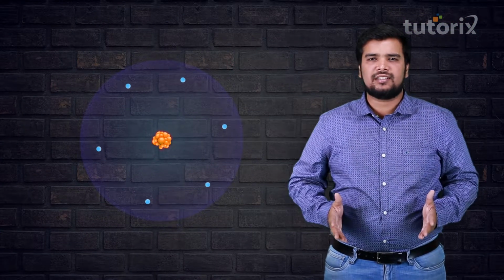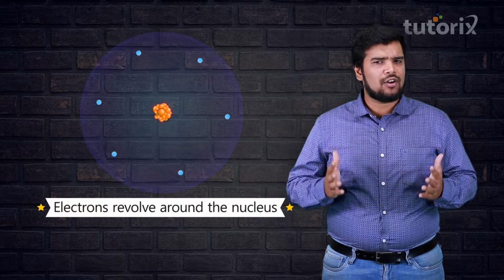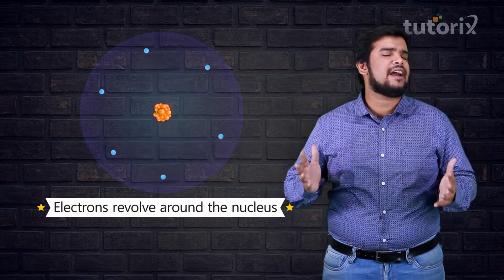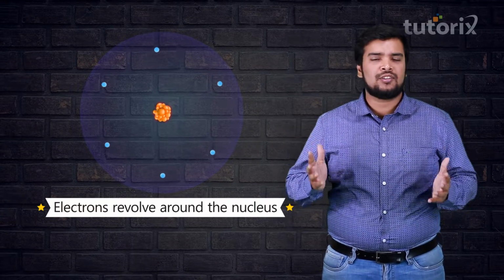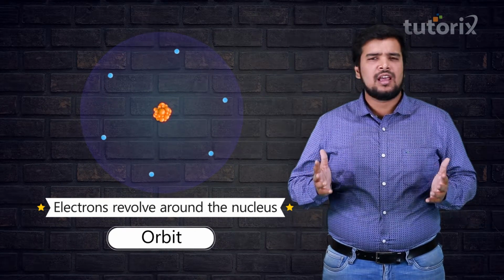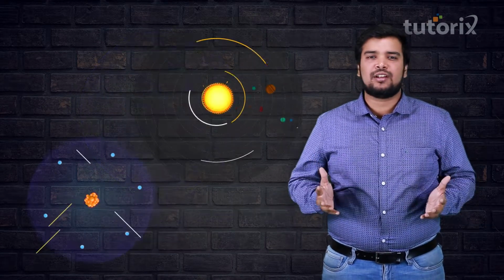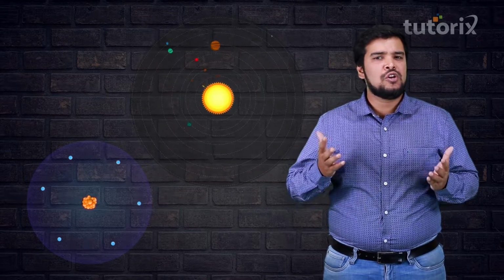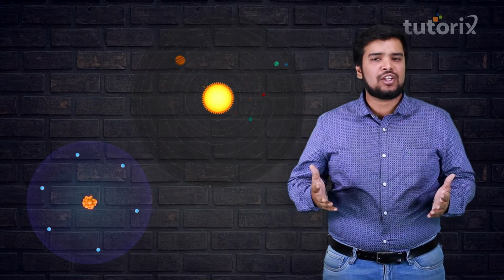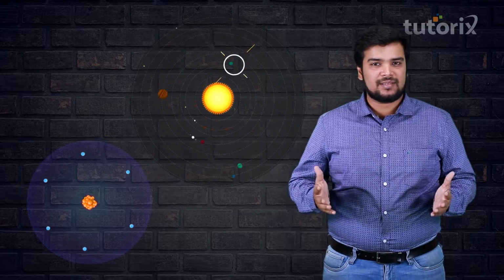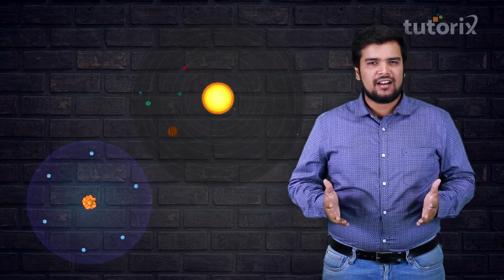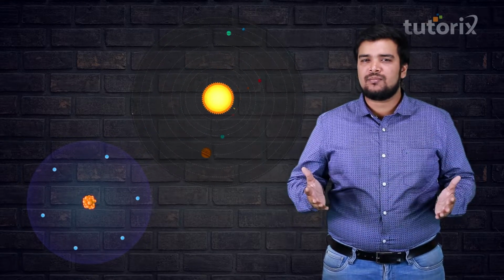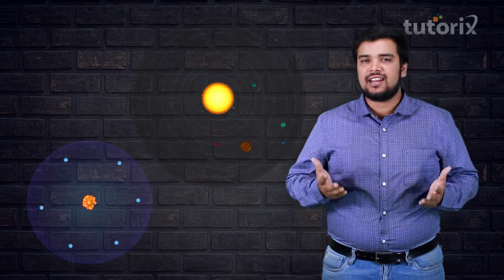He also suggested that the nucleus is surrounded by electrons. And electrons revolve around the nucleus at very high speed in a circular path which is called an orbit. This model is very much similar to our solar system, where, just like the sun, the nucleus is in the center and electrons are revolving like planets. Amazing, right? Comparing the vast solar system with an atom which is so tiny.